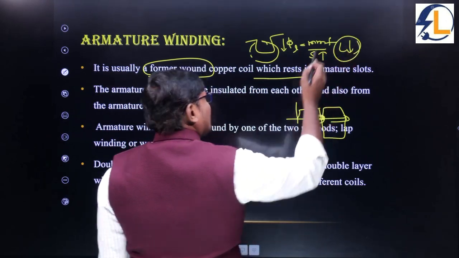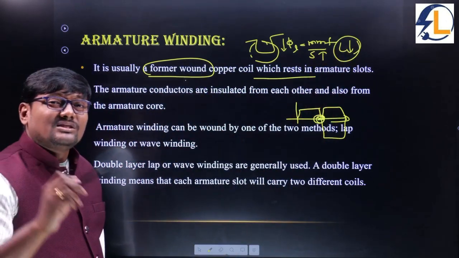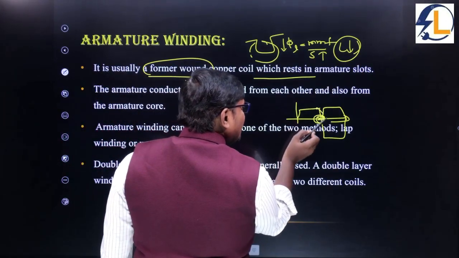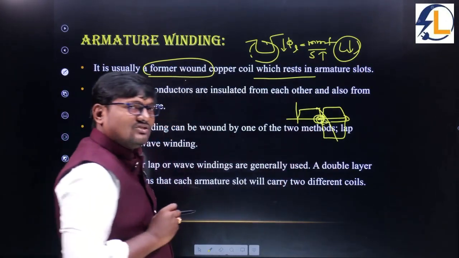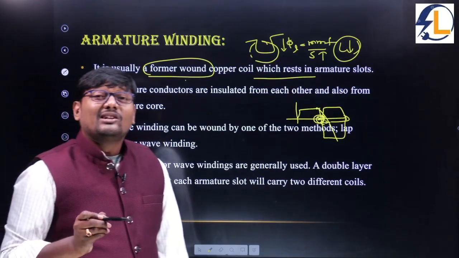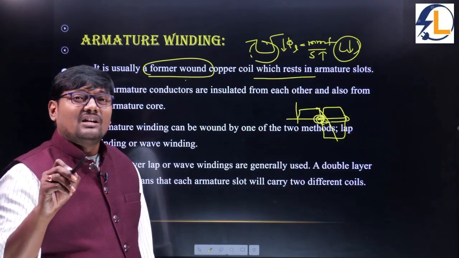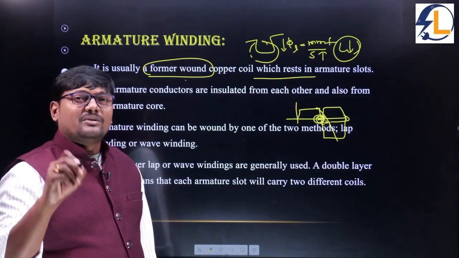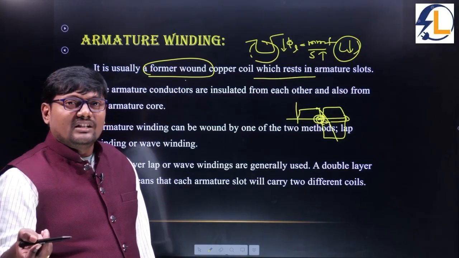But because of this inductor, what will happen? Inductor does not allow the sudden change of the current. Due to that, it will be somewhat delayed. So that is called the delayed commutation. Commutation is a process which will convert AC in the armature conductors to DC in the load circuit.